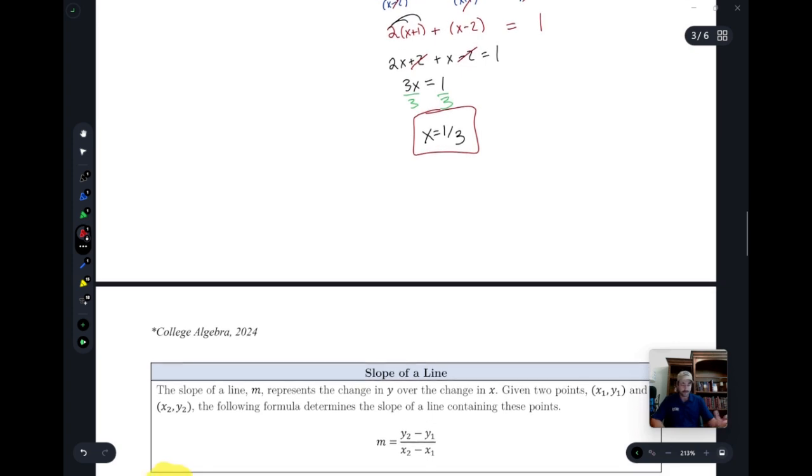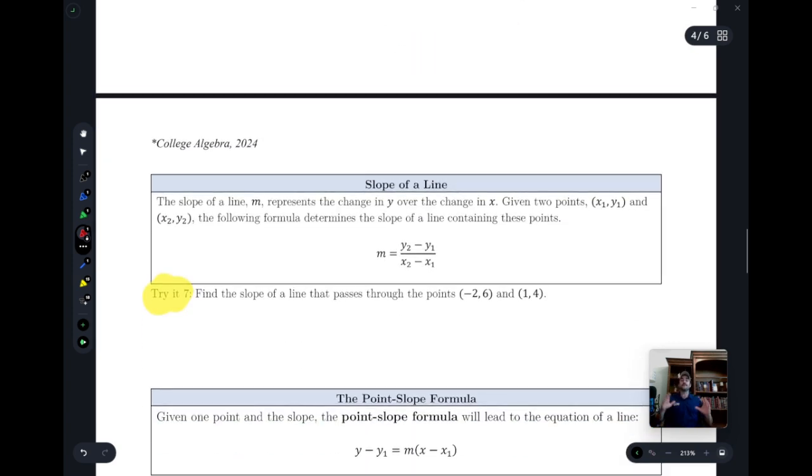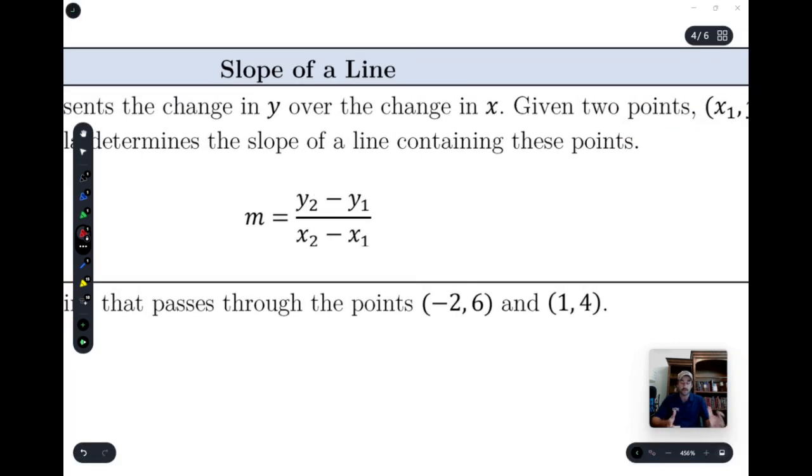All right, let's keep rolling. We're going to talk real briefly about the slope of a line. We'll also hit it in linear functions, but it's really important to have a groundwork for this. You've heard of slope or rate of change or change in y over change in x, or y2 minus y1 over x2 minus x1.